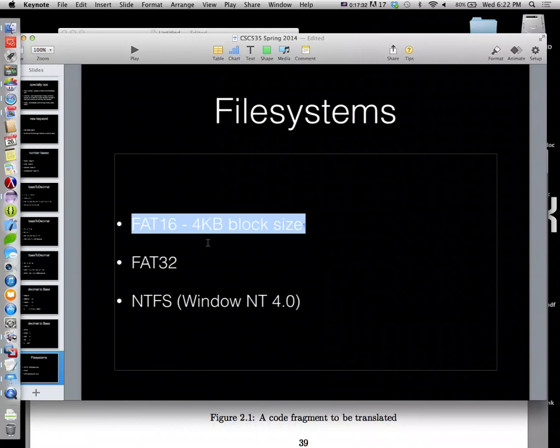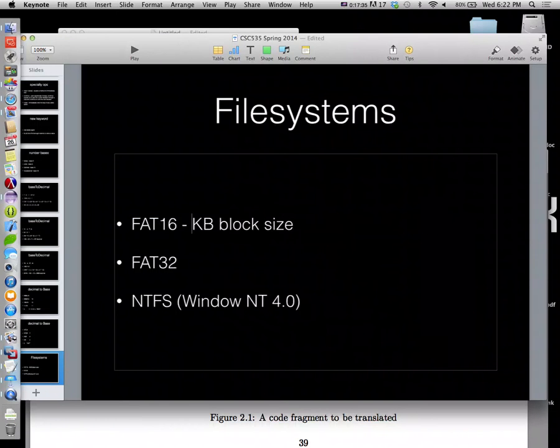Thirty-two kilobyte blocks. Okay, so a FAT16 system used 32 kilobyte blocks, which means every bucket of your hard drive, every subsection of your hard drive, they're called frames, hold 32 kilobytes of data. So the smallest piece of memory you can hold on your hard drive is 32 kilobytes.